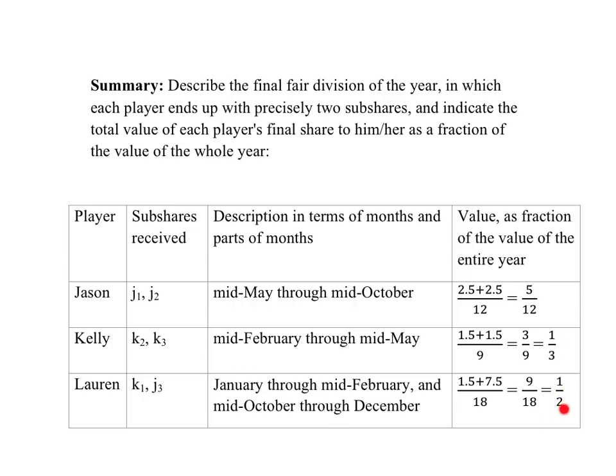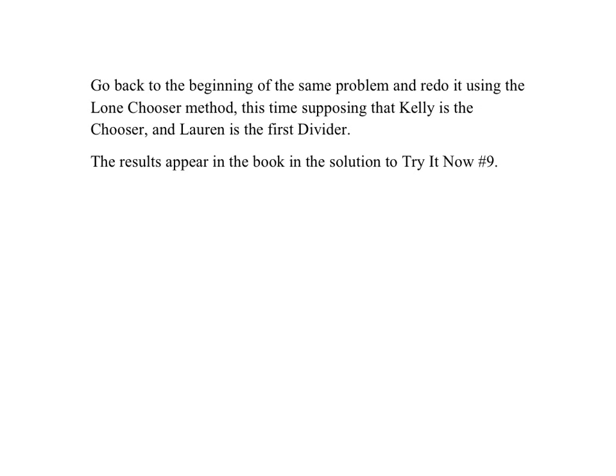If anyone received less than 1/3 of their valuation of the entire year, you would know you had made a mistake. For additional practice with this important method, go back to the beginning of the same problem and redo it using the lone chooser method, but this time supposing that Kelly is the chooser and Lauren is the first divider. You can find the results of this process in the textbook in the solution to Try It Now number 9 in the chapter on fair division.